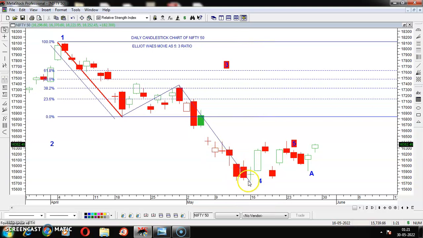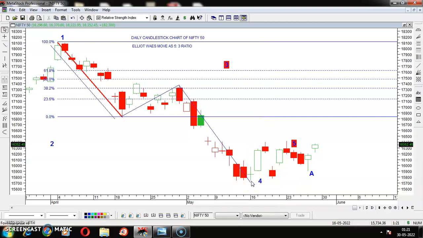After completing the third impulsive wave, you see there is one kind of pattern also. Why are you coming to the conclusion that this is the end point of the third wave? Considering the pattern of the candle, you see there is a doji star. After the doji star, we saw there is a gap up and a big bullish candle. It means that this is the end of the third impulsive wave. Now the fourth corrective wave is about to start.